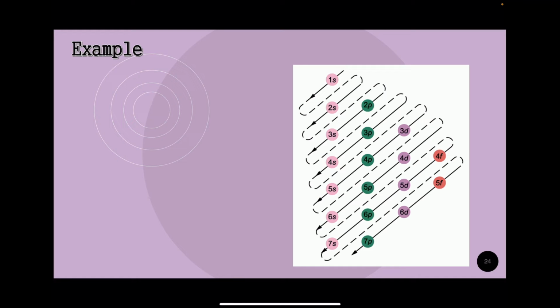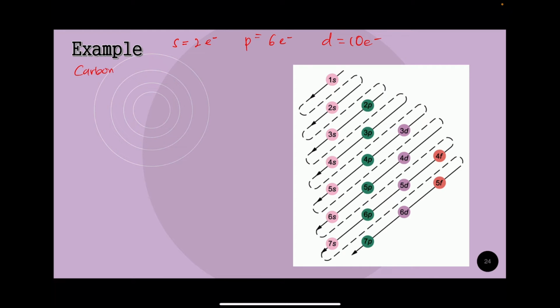Before we do the examples, just a simple revision. An s orbital can hold only 2 electrons at maximum. For a p orbital, 6 electrons, and a d orbital, 10 electrons. So first we go to the first example, which is carbon.